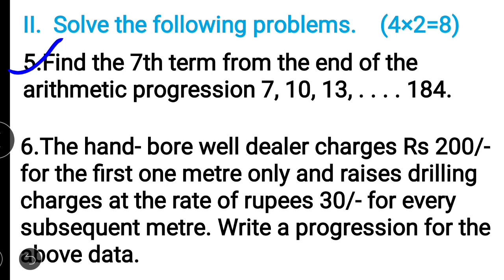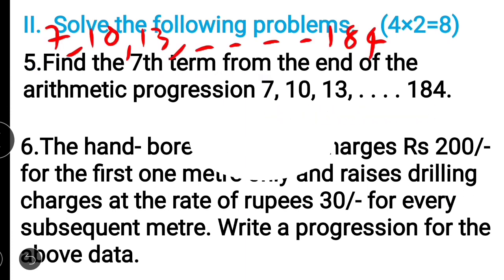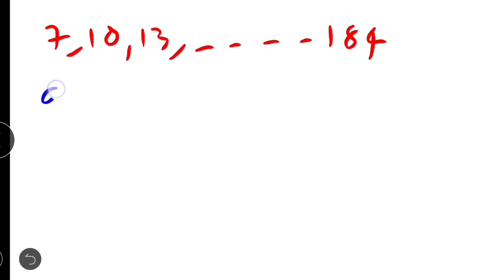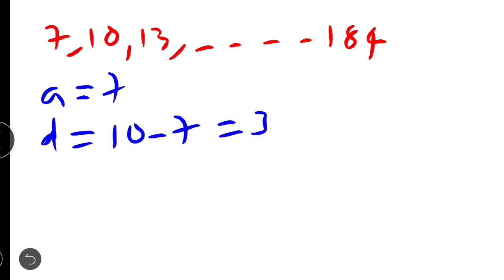Next, fifth problem, second bit. Find the seventh term from the end of the arithmetic progression 7, 10, 13, and so on, up to 184. Here the A value is 7 and the D value is A2 minus A1, 10 minus 7, it equals 3. Let's find the number of terms in the given list. Then afterwards you can find the seventh term from the last. That is why we equate 184 to L.